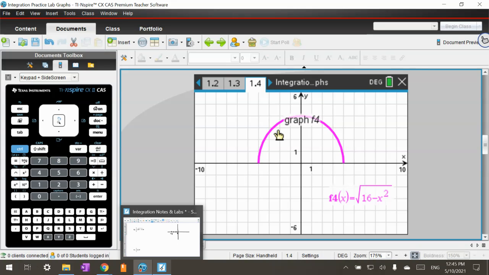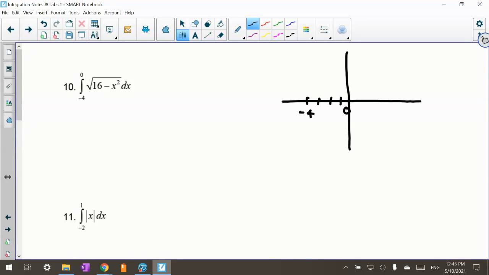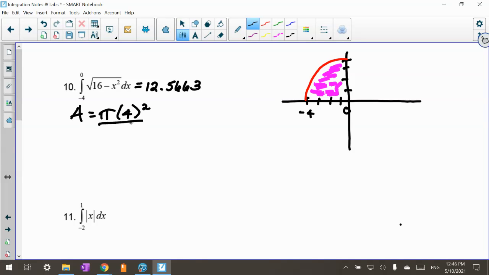Okay. So I'm going to come back to my picture. And it comes up to 4. So I'm going to do 1, 2, 3, 4. So basically, all you're looking at is this area right here. So I'm just going to shade that in, which is a fourth of a circle. Okay. If you put this in your calculator, you get 12.5663. So I know the area of a circle is pi r squared, and the radius of this is 4. And I'm going to divide it by 4 because it's 1/4 of it.